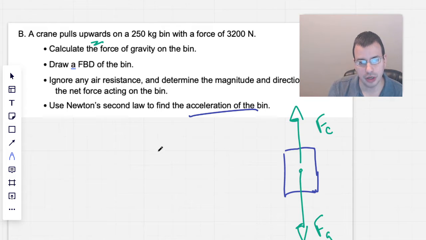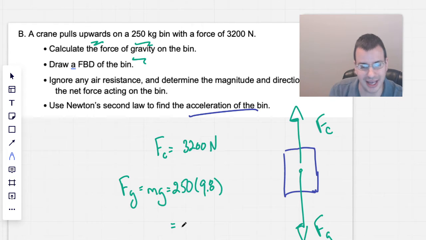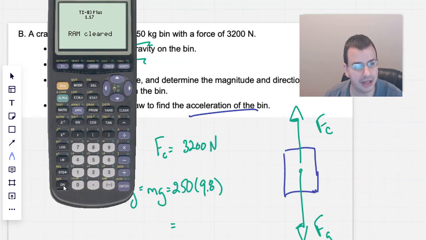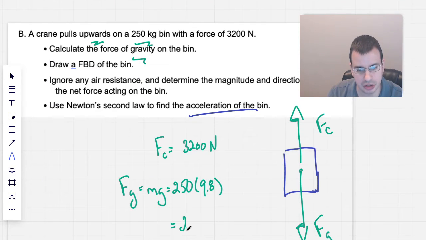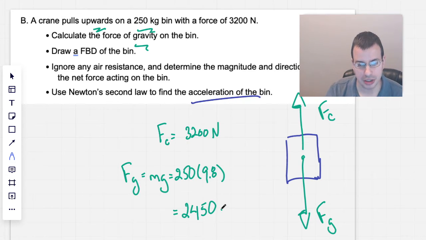And so we know that force crane is 3,200 newtons. And then we want to find force gravity. So force gravity, that's an FG, will be mass times gravity. In this case, it's going to be 250 kilograms, which is the mass, times the gravity, which is 9.8. Pull out a calculator. 250 times 9.8 is 2,450. Okay, and that's going to be newtons.